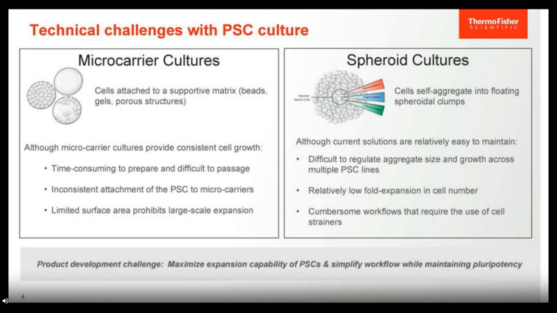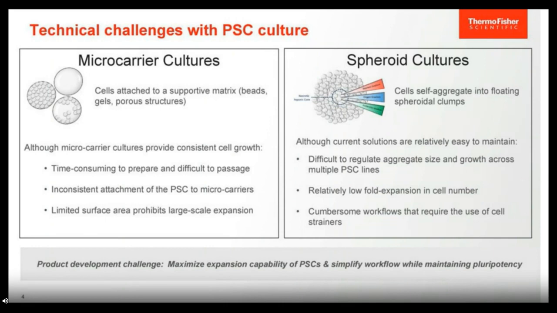Although suspension cultures are very appealing due to the advantages they have over adherent cultures, there are still some technical challenges which must be overcome. And this can be observed when comparing two main categories here, microcarrier cultures versus spheroid cultures. So the microcarrier cultures involve cells growing on some sort of supported matrix, such as beads, gels, or other structures. And while this does enable consistent cell growth, they tend to be time-consuming to prepare and difficult to passage. There's also inconsistent attachment of cells to the microcarriers. And overall, the limited surface area on the microcarriers can sometimes prohibit the large-scale expansion of cells in suspension.